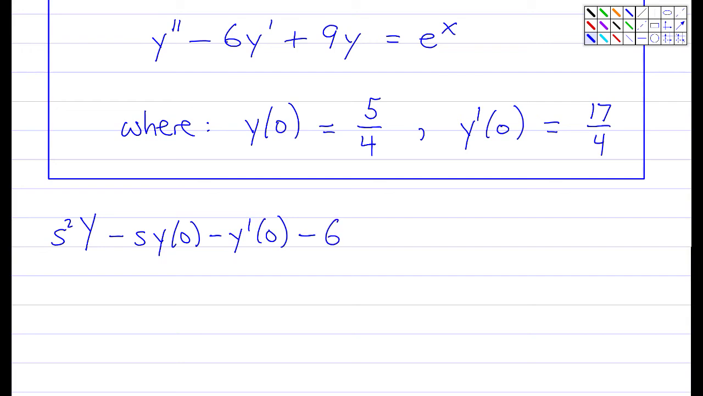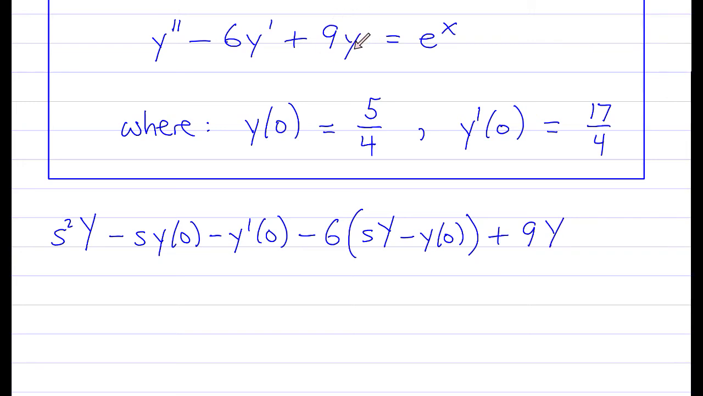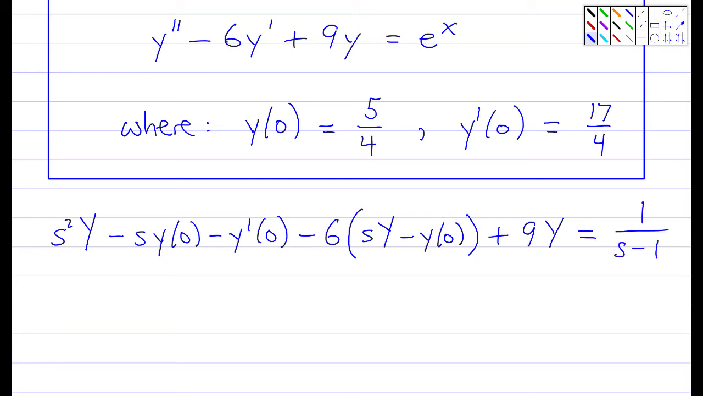Minus 6 times the Laplace transform of y prime, well, that's just s times capital Y minus y of 0. And then finally, we have 9 times capital Y, that comes from this term, equals the Laplace transform of e to the x, well, that's just 1 over s minus 1. Okay, there's our transformed equation.